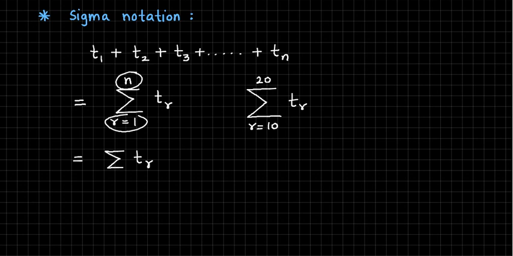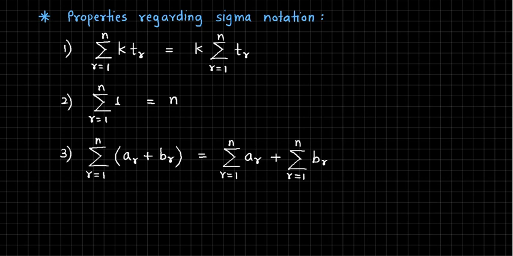Alright, now let us move ahead and, using this notation, let us derive 3 very important results and also study the properties of sigma notation. So here are a few simple properties of sigma notation which we will use to derive the results. The first property is, if we have the summation of k into t_r where k is some constant, then that constant k can be taken outside the summation. So that will be equal to k into the summation of t_r as r goes from 1 to n.